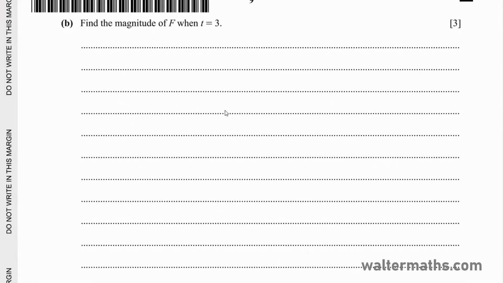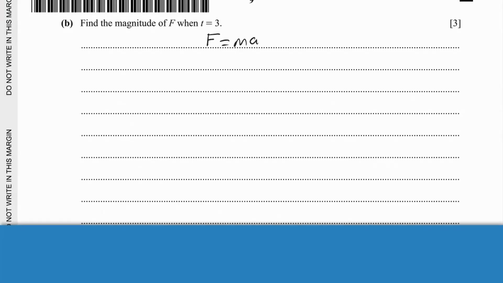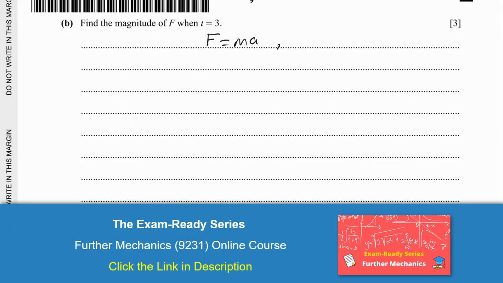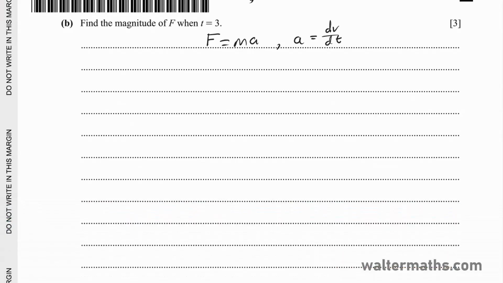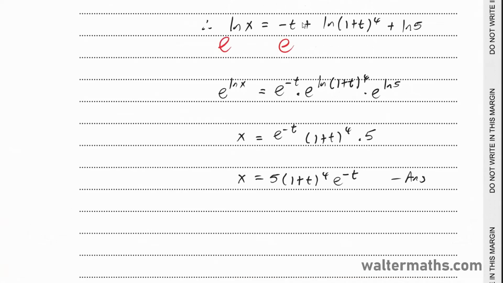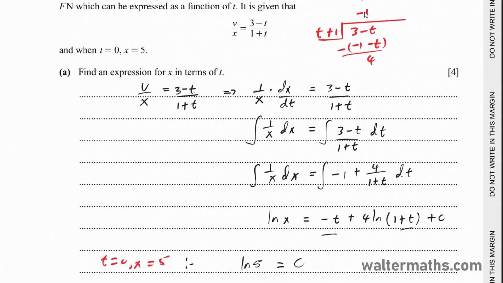Let's move on to part B, and it says, find the magnitude of F when t is equal to 3. Now, we know that F is equal to ma, and we know that a is, well, dv by dt, basically. Now, in our particular case, we have this original equation, all right?